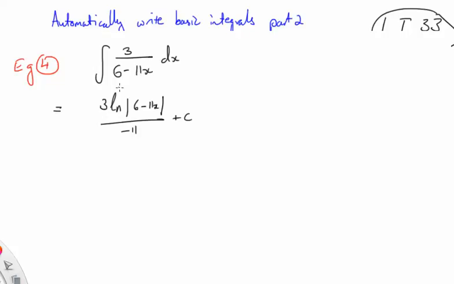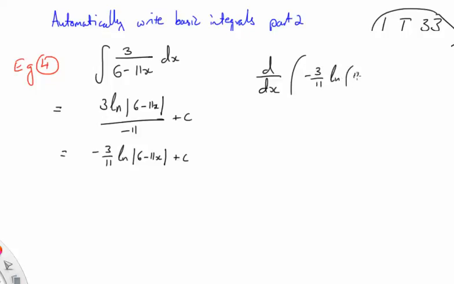It's very similar to the previous one in a way. And then it's negative 3 on 11 natural log of the absolute value of that plus c. How do I check if it's right? Let's go the other way. d dx. And I'm going to be very imprecise and just assume that I can drop the absolute value bars just to check my answer.